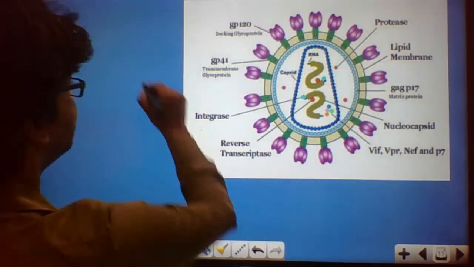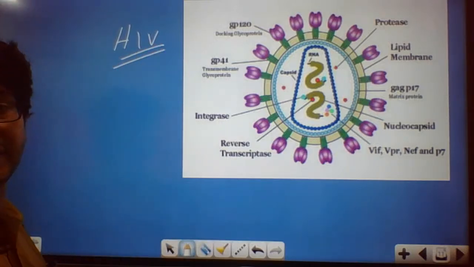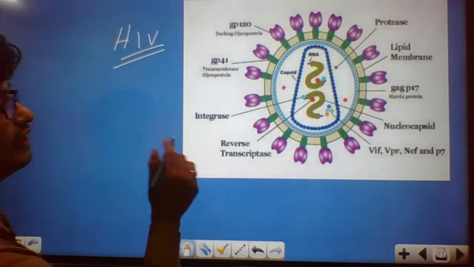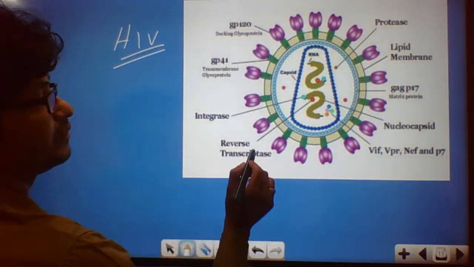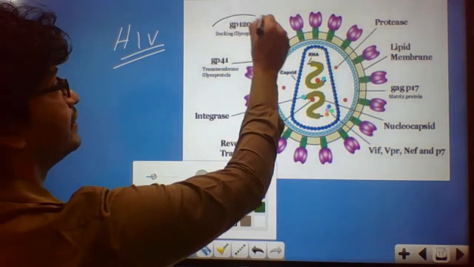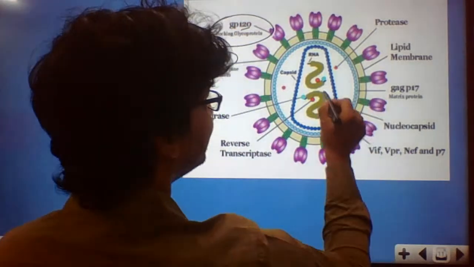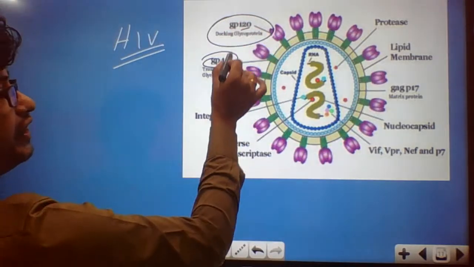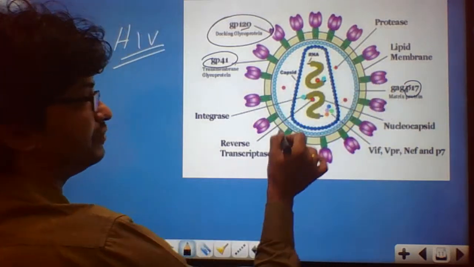So coming to the HIV, this is the human immunodeficiency virus structure, and I told you in the historical perspective who first discovered the HIV virus. This already I discussed. Coming to this part, here we have the glycoproteins. What are the different types of glycoproteins we could see? GP120, the outermost protein you could see, GP41, and we have P17. Inside we could see GP9 also.